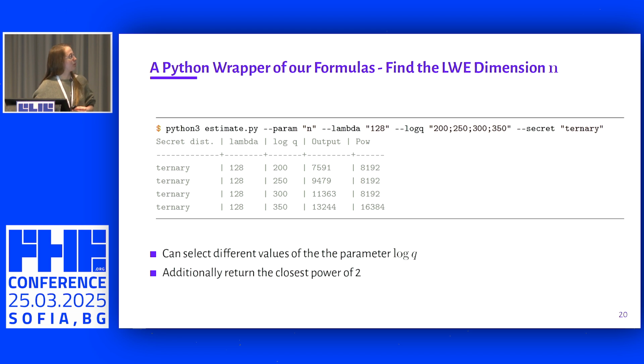Okay. Now, if instead we want to determine another parameter, so for example, here we want to determine n that gives a security that is at least 128. So we get as output the minimal n required, and also the closest power of 2, which is what is used in FHE in general.